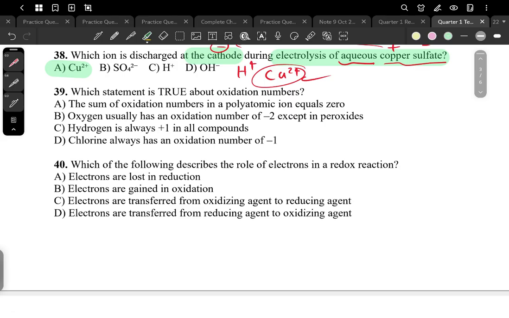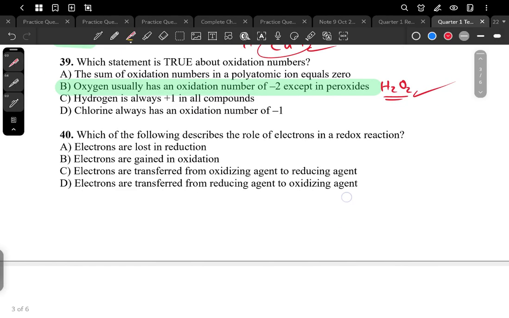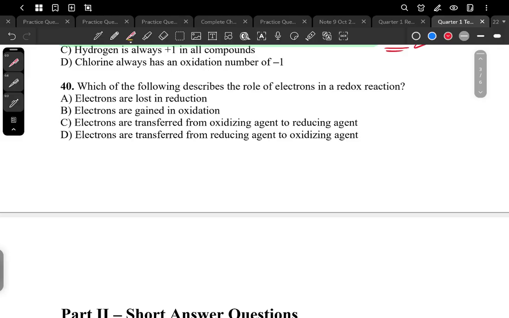Which statement is true about oxidation numbers? The sum of oxidation numbers in a polyatomic ion equals 0. This is incorrect. It equals the charge of the polyatomic ion. Oxygen usually has an oxidation number of -2, except in peroxide. Actually, this is correct. Peroxide, guys, like hydrogen peroxide, in this case the oxygen has an oxidation number of -1. This is kind of an exception. We said oxygen usually has an oxidation number of -2, but in some exceptions, like the peroxide here, it has an oxidation number of -1.